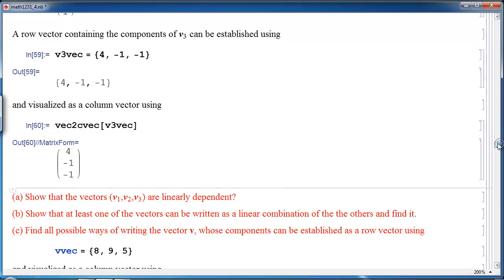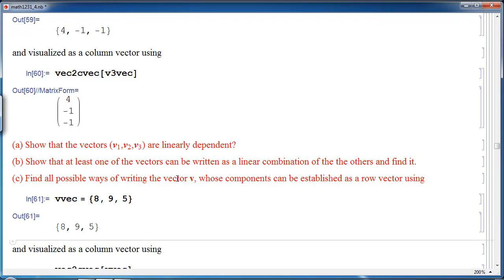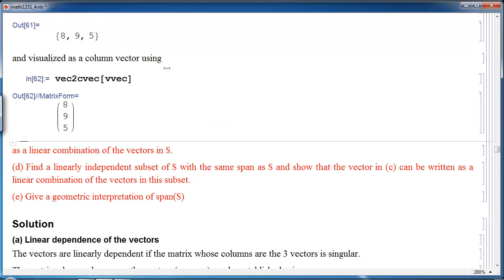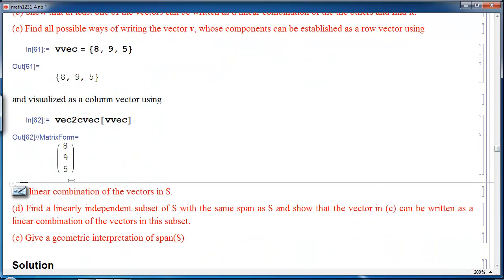And then the third part is, given some vector whose elements can be written like that and visualized as a column matrix, express that as a linear combination, or find all possible ways of expressing that vector as a linear combination of the vectors in S, and then find a linearly independent subset of S with the same span of S, and show that the vector in C, that is this guy here, can be written as a linear combination of the vectors in this subset, and then finally give a geometric interpretation of the span of S.